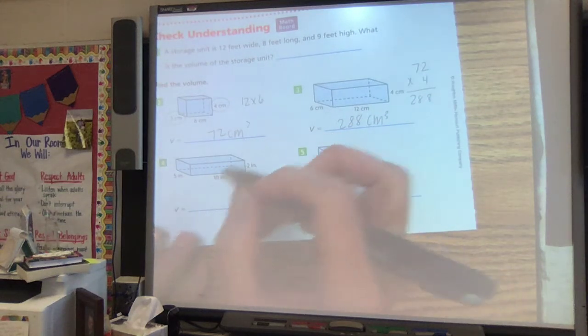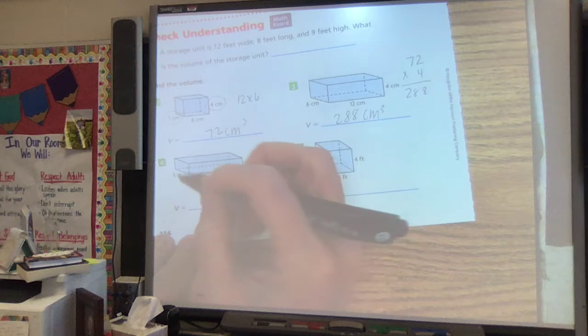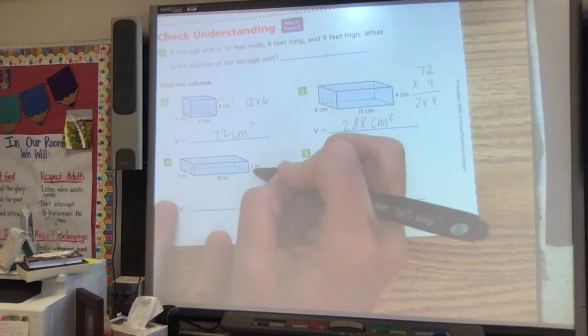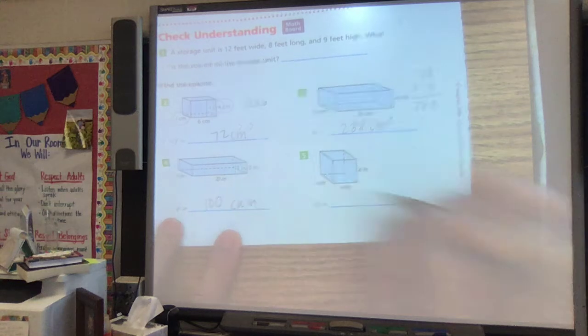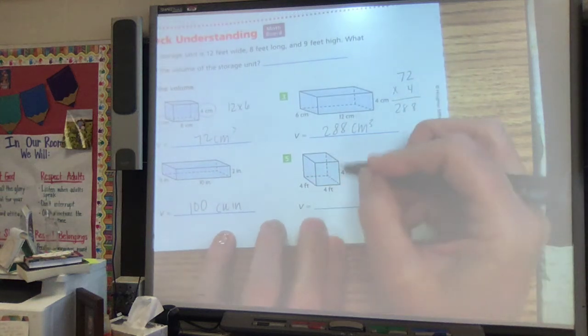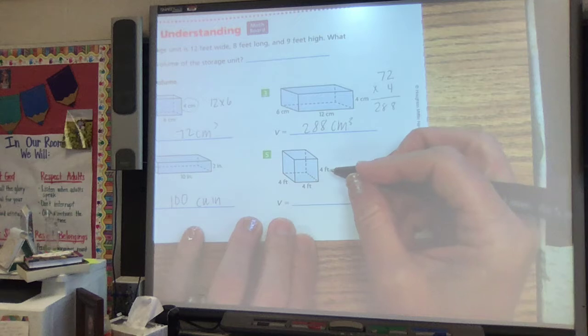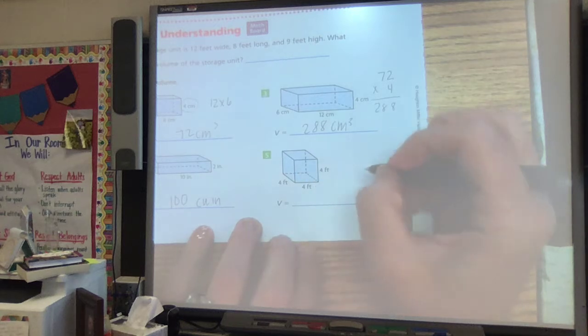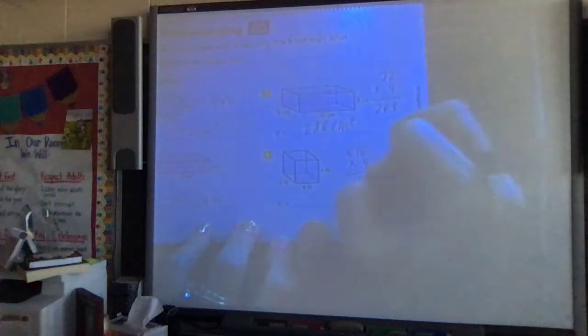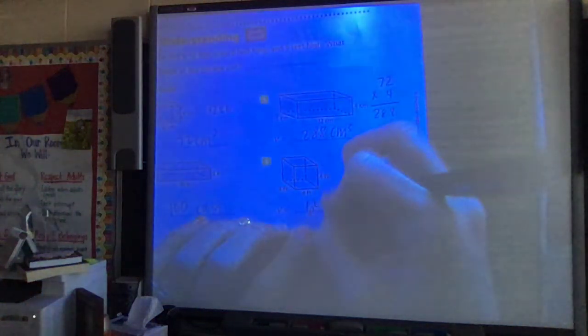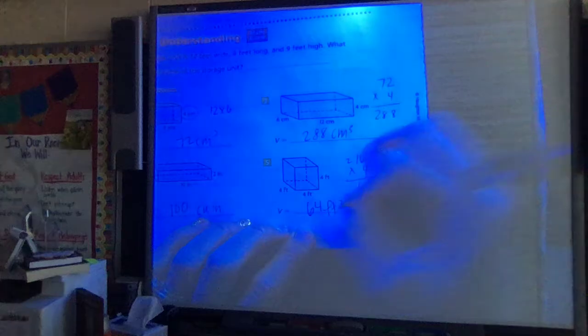Number 4. I always save 10 for last because it's easy to multiply. So 5 times 2 is 10, and 10 times 10 is 100. 4 times 4 times 4. So I know this figure is a cube. So 4 times 4 is 16, and 16 times 4 is 64. So that'd be 64 cubic feet.